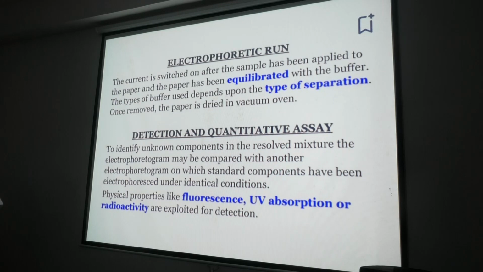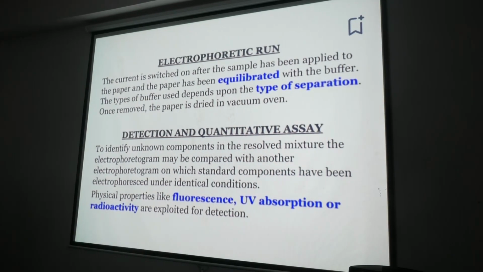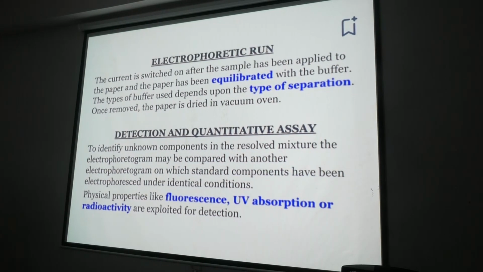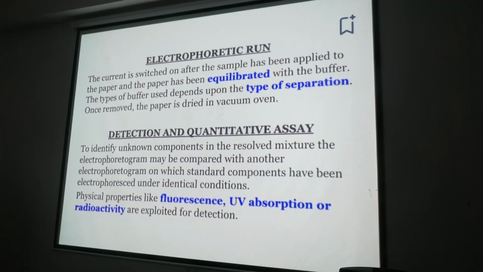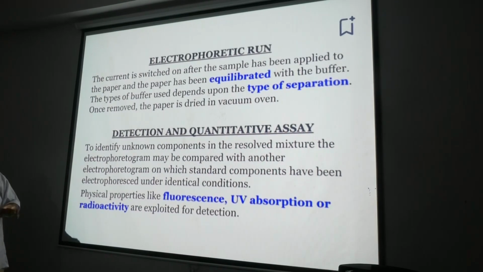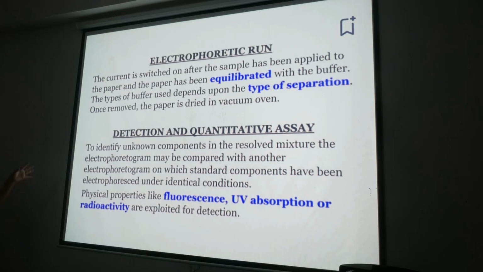The types of buffer used depend upon the type of separation. Once removed, the paper is dried in a vacuum oven. Detection and quantitative assay: to identify unknown components in the reservoir mixture, the electrophoretogram may be compared with another electrophoretogram on which the standard components have been electrophoresed under identical conditions.